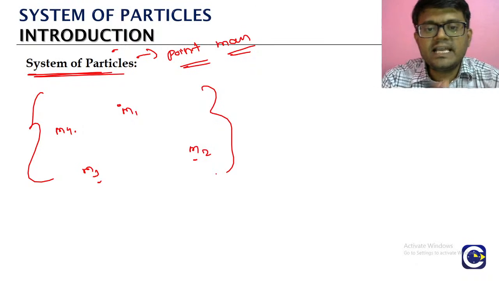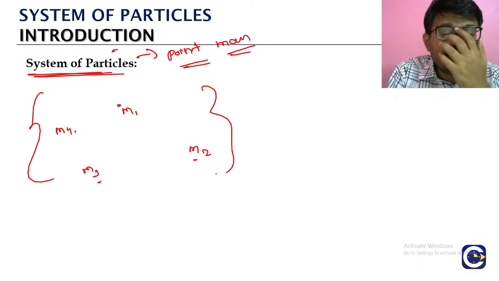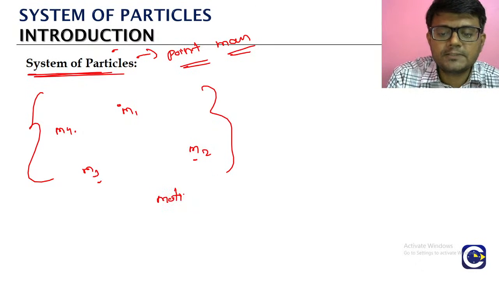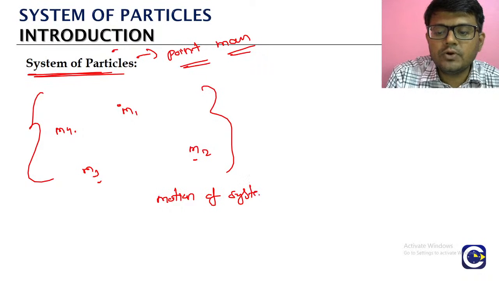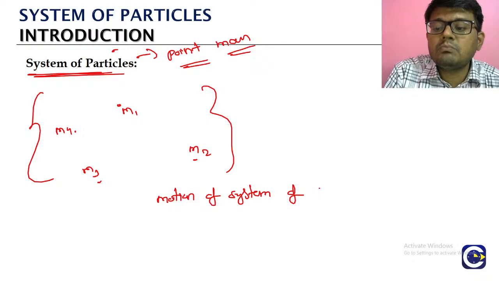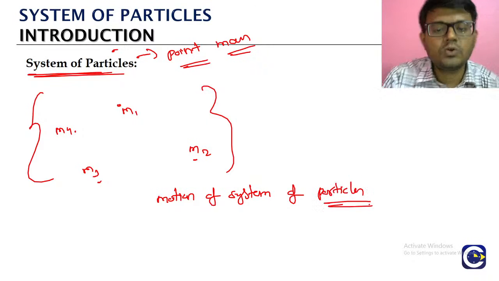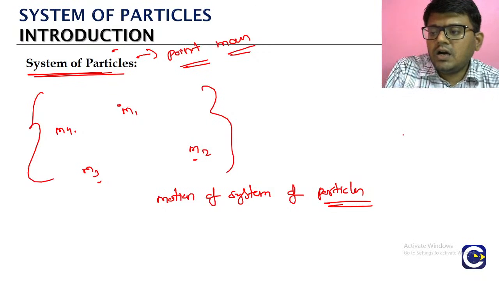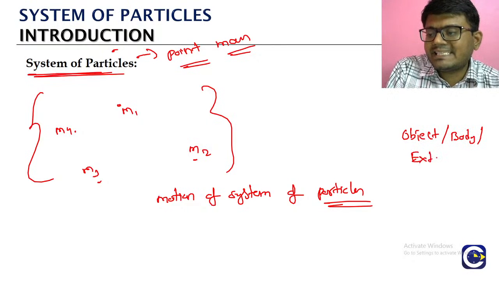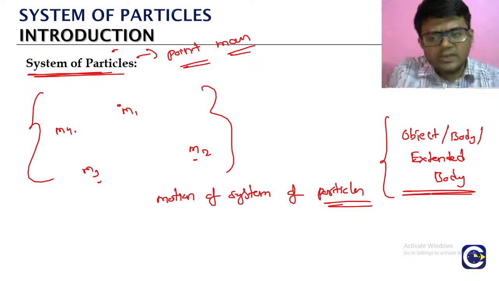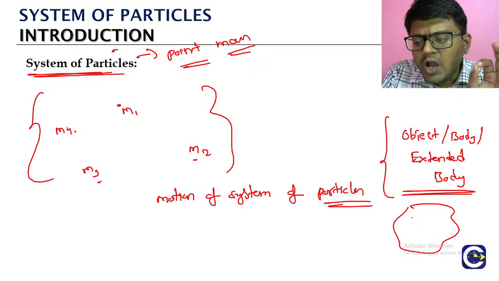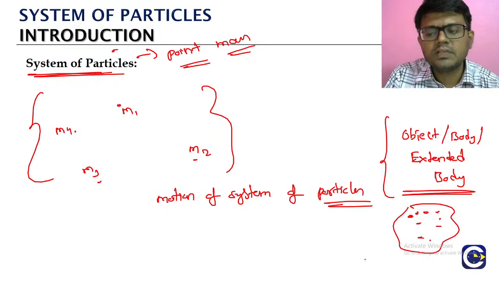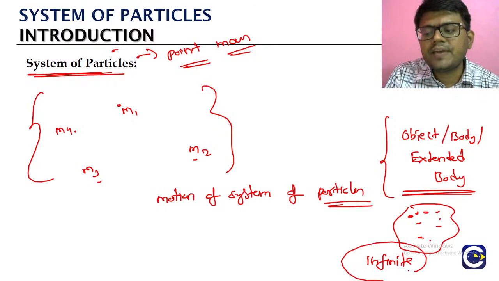Okay, now the first leg of the chapter is to understand how we can study the motion of the system of particles. So what is the thing that we are going to focus on here? How do we study the motion of a system of particles? Okay, and as I said, when we have an object or a body, we can also call it an extended body. Think about it. If you take any object or body, how many points can you mark on the body? Theoretically we can mark how many points? Infinite number of points, right?